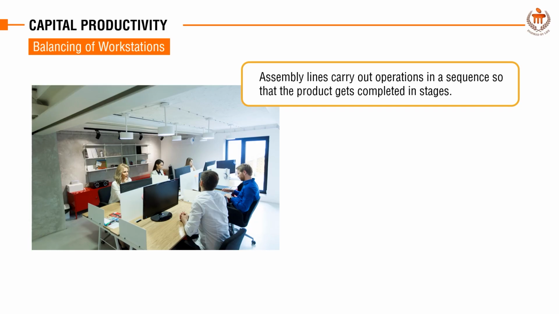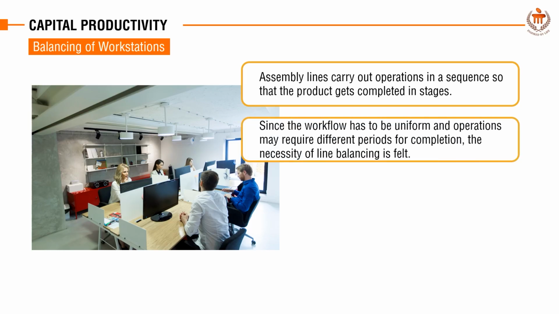Allowing products to be completed in stages. Each station in the assembly line performs a particular task, contributing to the overall production process. Second, since workflows must remain uniform and different operations may require varying amounts of time to complete, the need for line balancing becomes apparent. Line balancing ensures that no single workstation becomes a bottleneck in the assembly process, which could lead to delays and inefficiencies.